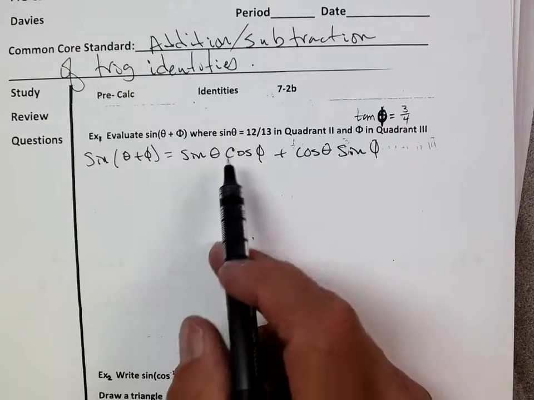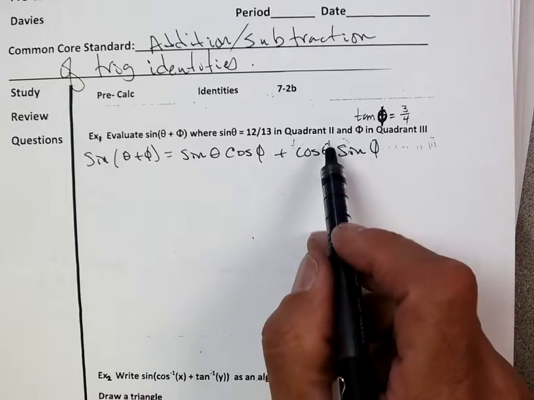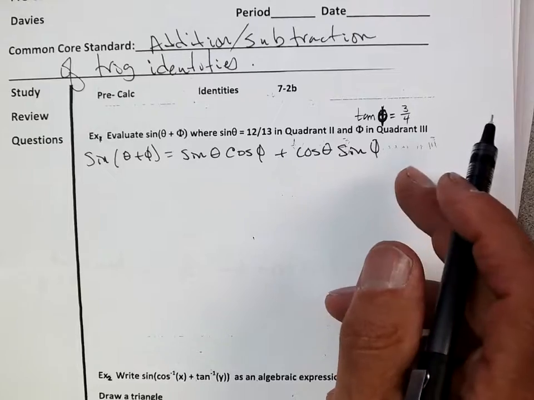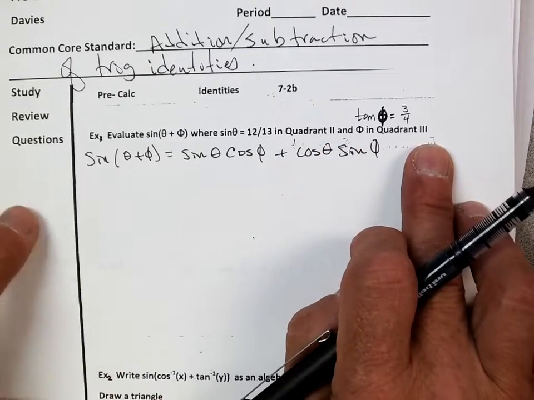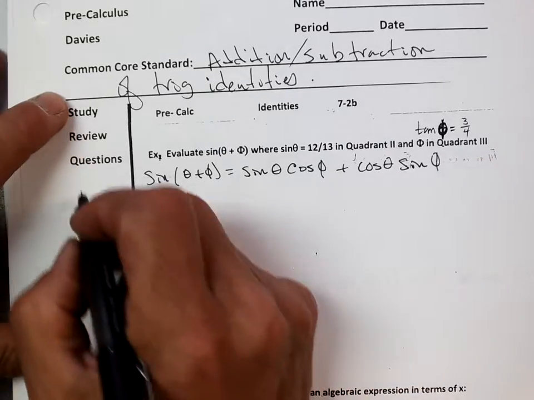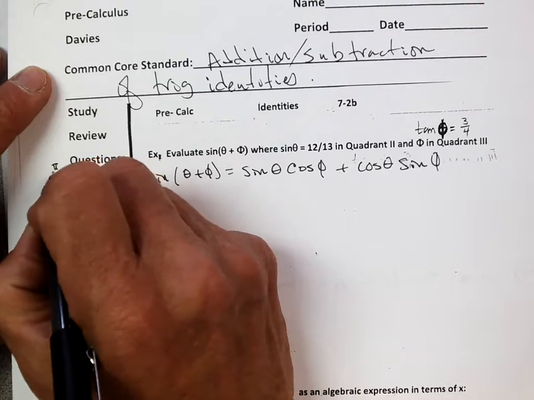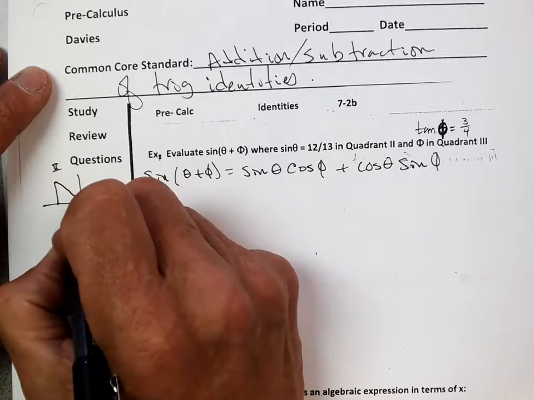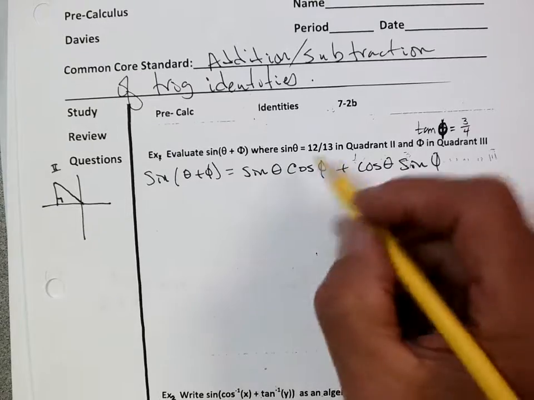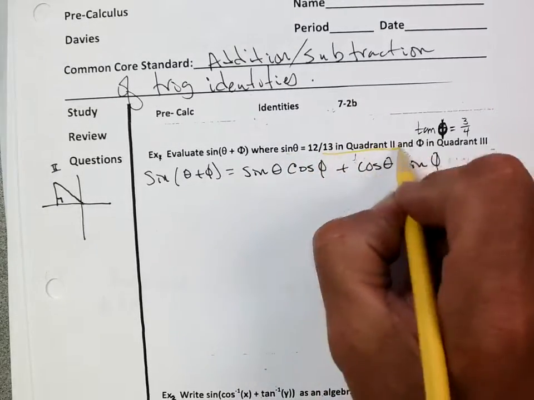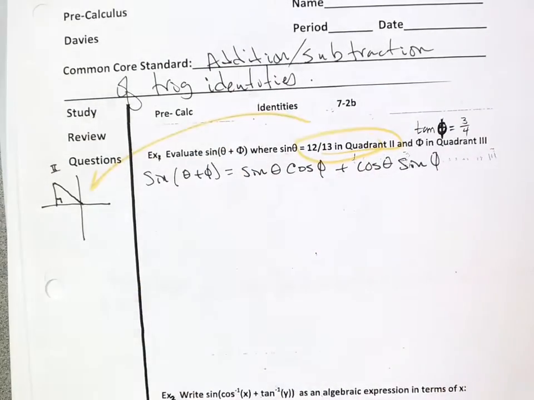So in this case, I don't know phi. I don't know theta, but I know anytime I see quadrants, I usually build a triangle, right? Anytime I see quadrant 2, quadrant 3, I'm thinking, okay, I see quadrants, let's build a triangle. So first of all, let's build a triangle over here on the side in quadrant 2. I'm going to put a right triangle in here.